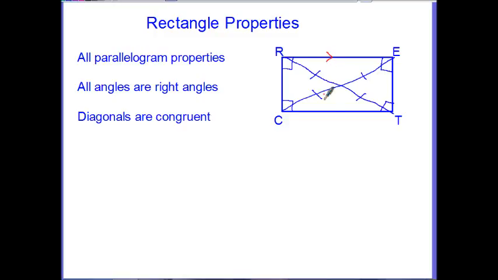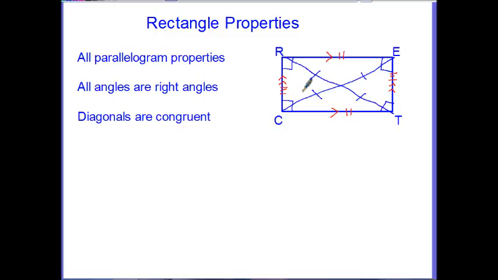Opposite sides parallel, opposite sides congruent, and are we missing any? Not that I can see either. So this is what a rectangle is going to look like. All right angles, congruent diagonals that are also being bisected, opposite sides congruent, and opposite sides parallel.